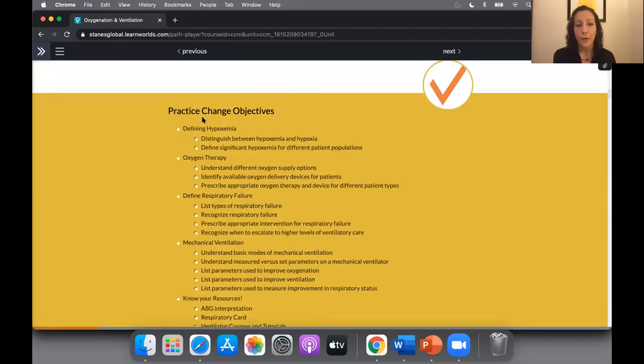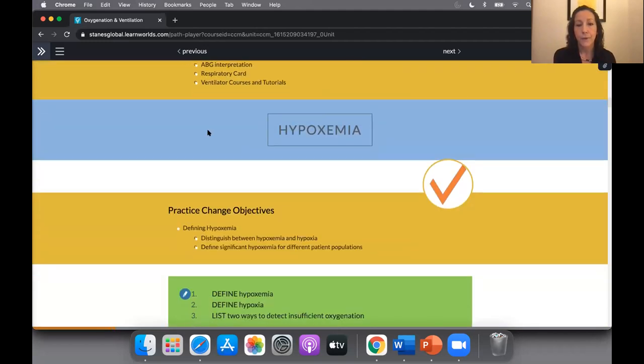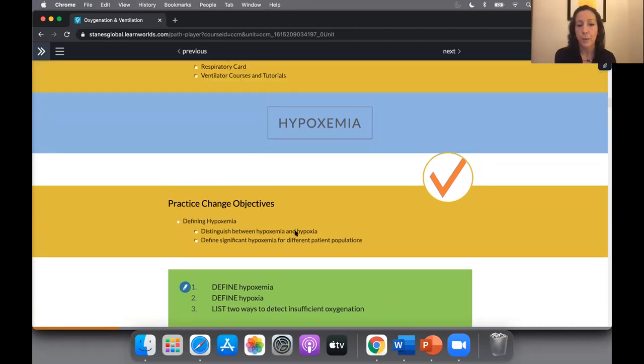So with that, we're going to start with our first section, defining hypoxemia. And for this section, we're going to define hypoxemia, distinguish hypoxemia from hypoxia, and then define the different levels for different patients. Before we dive into the lecture, I just want to see if you have any questions. If you have questions, I don't see any in the chat box, but you're more than welcome to put them there.